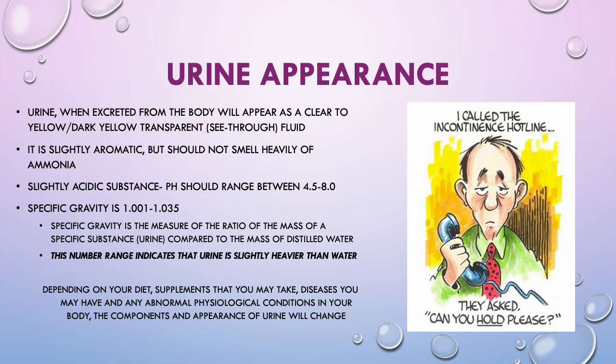So urine, when it's excreted from the body, it usually is yellow to dark yellow and transparent. You can see through urine, right? Slightly aromatic, and it should not smell heavily because that should be an indication of something else. It's slightly acidic, but the pH ranges between 4.5, which is very acidic, to maybe alkaline, okay? The specific gravity is from 1.001 to 1.035, and this is just a measure of the ratio of the mass of specific substances compared to the mass of distilled water, okay? This basically indicates that urine is slightly heavier than water, okay?